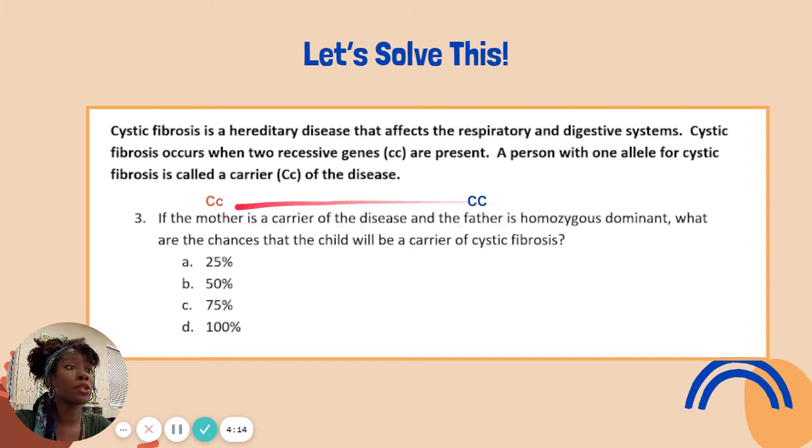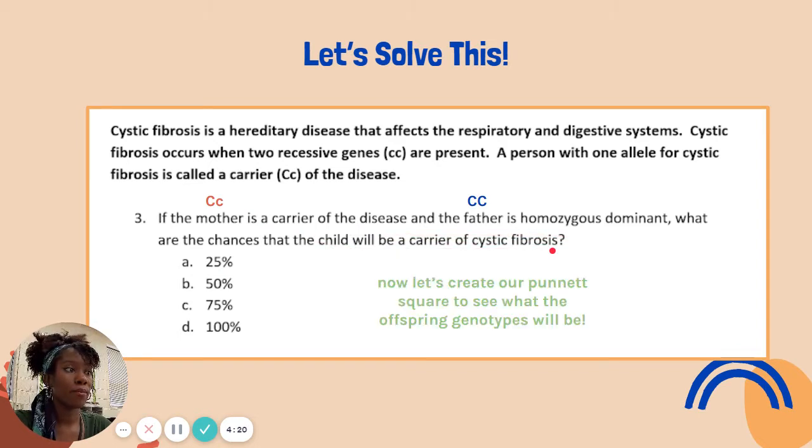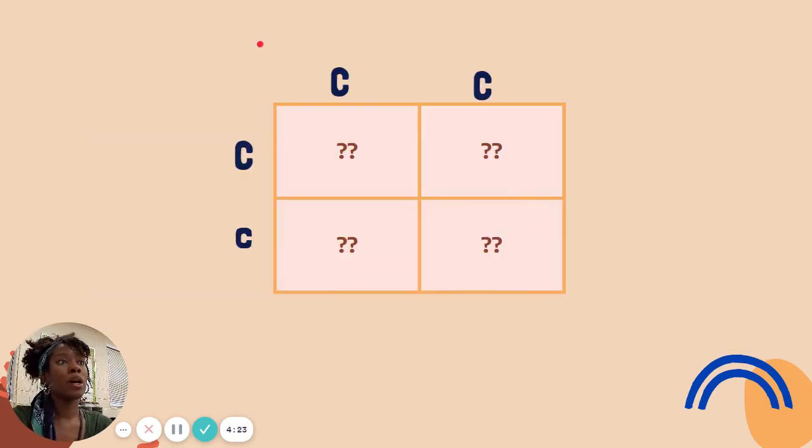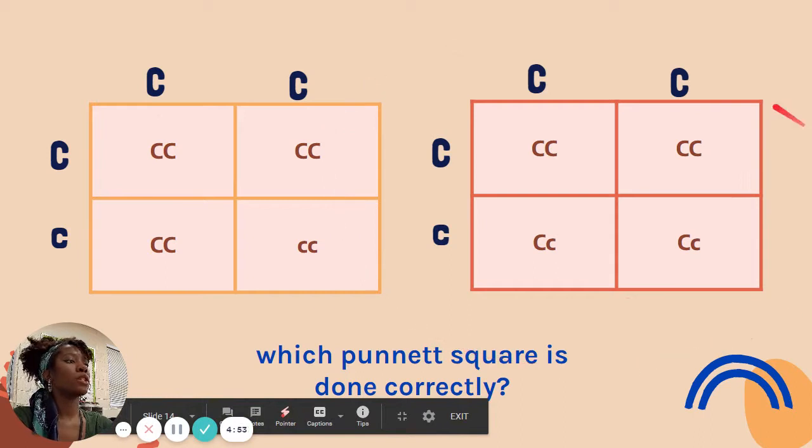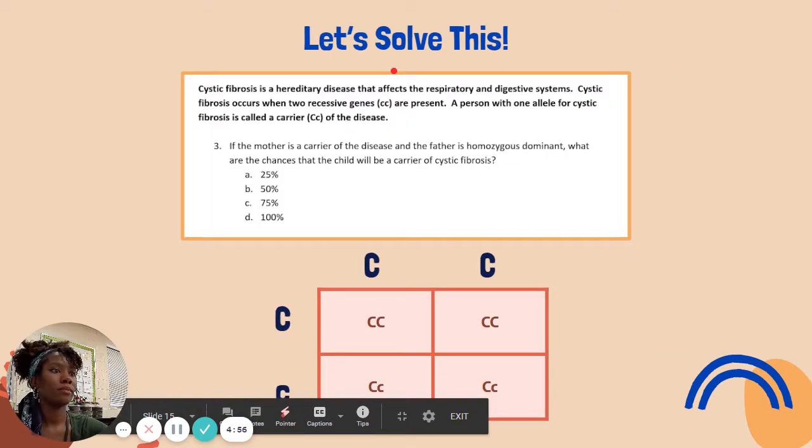First things first, we're going to set up our Punnett square, and then we're going to look for if any of the offspring will be a carrier. So we put our parental genotypes here, and now we're going to fill in each box. So in this box right here, we're going to have big C, big C. Okay, which of these Punnett squares is done correctly? Well, we know right here this box is wrong because there's a big C up here, but there's no big C in the box, which means this Punnett square is wrong. This one is correct.